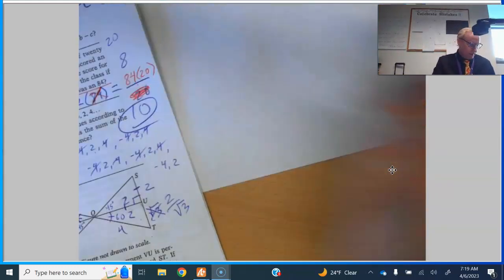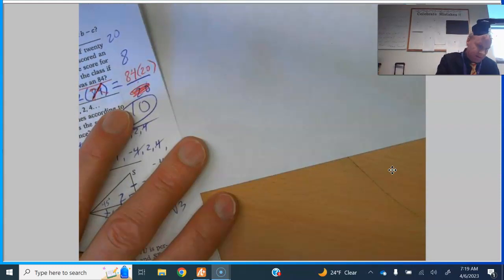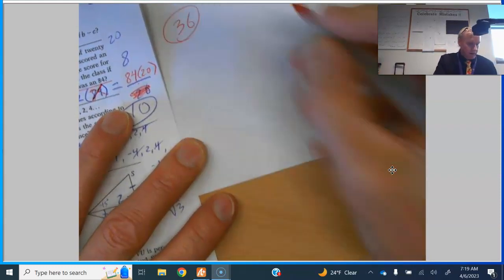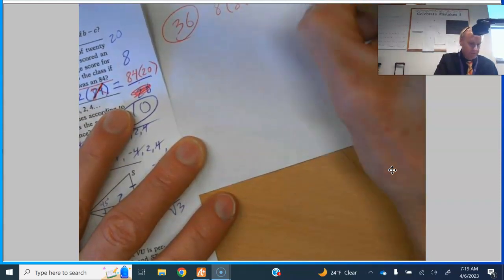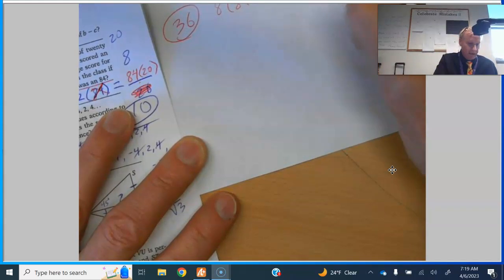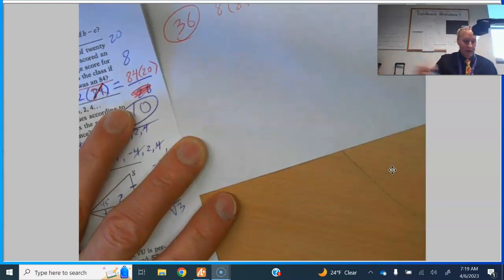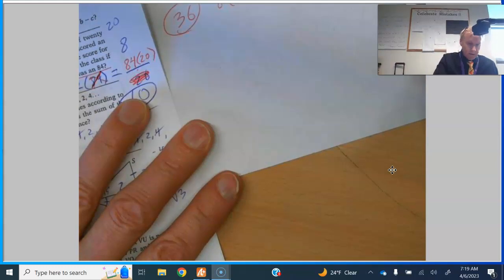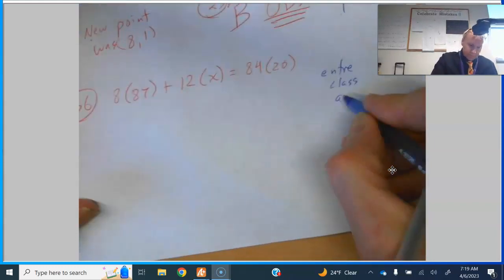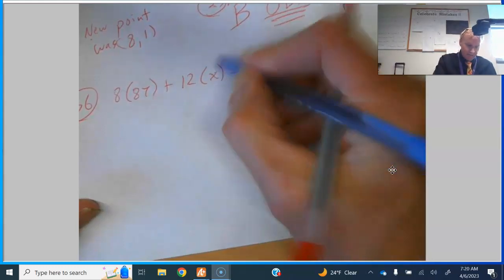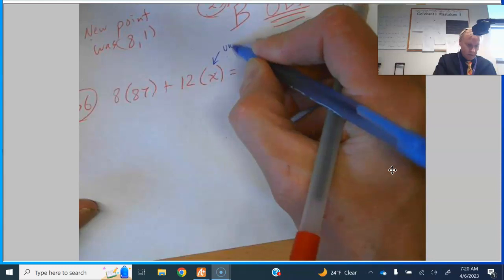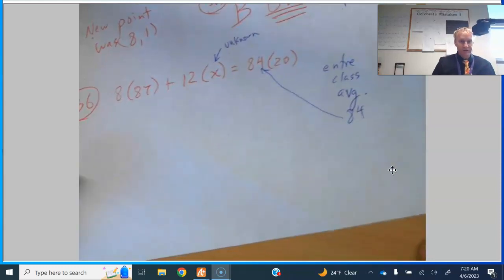Number 29, I did 36. I got to get in the right place. 36. 8 times 87 plus 12 times X is equal to 84 times 20. Entire class average. My goodness gracious. Keep doing that. Okay. It was 84, which goes there, not there. This is the unknown. And I'm going to solve for X.